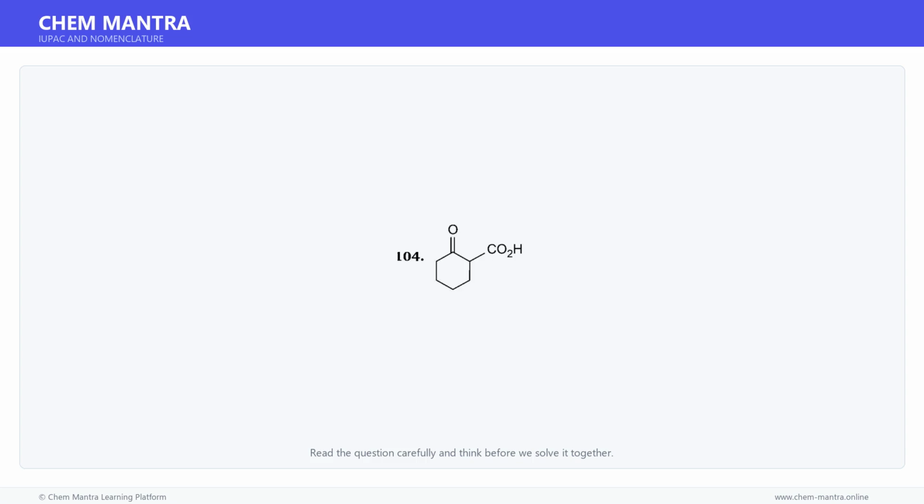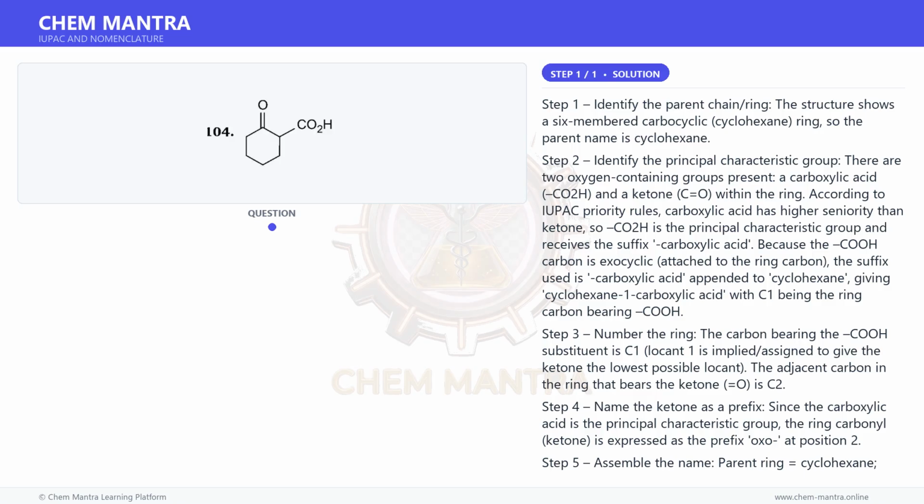Here is a question. Read it carefully and think about the answer. Let us solve it step by step. Let us begin solving this step by step. Step 1. Identify the parent chain ring. The structure shows a 6-membered carbocyclic, cyclohexane, ring, so the parent name is cyclohexane.